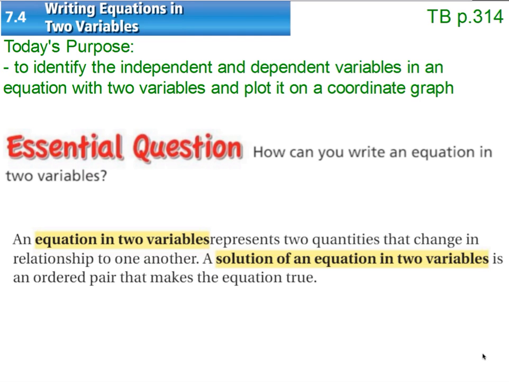An equation in two variables represents two quantities that change in relationship to one another. A solution of an equation in two variables is an ordered pair that makes the equation true. So remember, an ordered pair is always going to have two numbers. They can be positive or negative, but it's essentially the set of numbers that you would go ahead and graph on a coordinate plane.